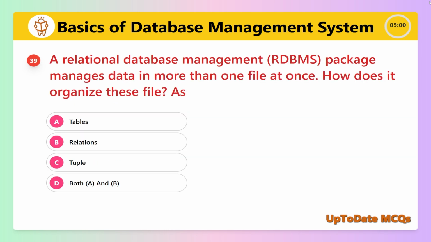A relational database management system, or DBMS, package manages data in more than one file at once. How does it organize these files? As A. Tables, B. Relations, C. Tuple, D. Both A and B. The correct answer is option number D. Both A and B.